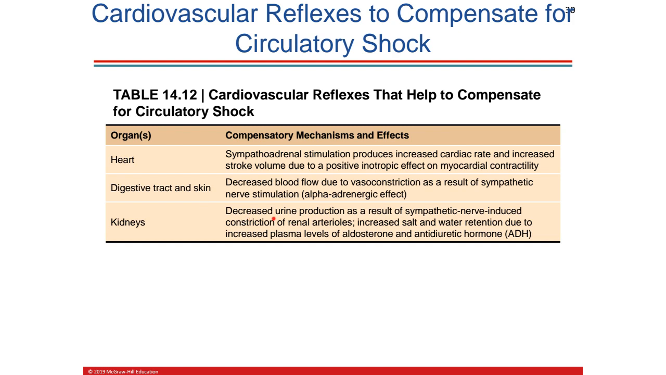Kidney will have a decreased urine production as a result of sympathetic nerve-induced constriction of renal arterioles. So again, we have a lot of sympathetic nervous activity, and this leads to a reduction in essentially the blood flow to the kidney, and therefore less urine production will occur. And there'll also be other changes, such as increased salt and water retention due to increased plasma levels of aldosterone. And antidiuretic hormone leads to water retention in the kidney.